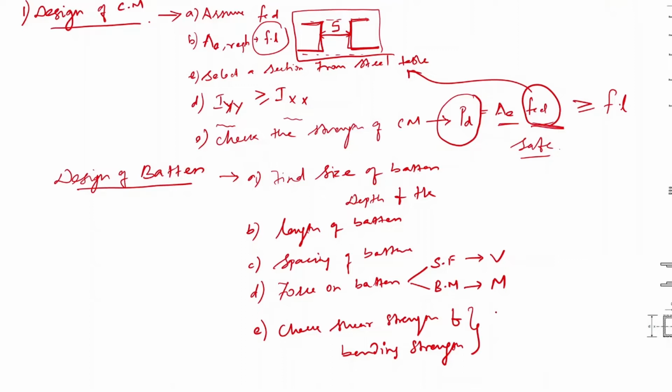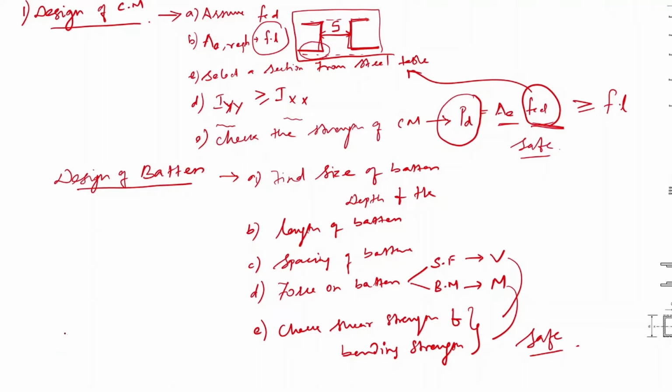If this shear strength and bending strength is greater than the shear force and bending moment, then your batten is safe. Once you have designed the batten, what else? Is that all? No. Still, a small step is remaining, because we have designed a compression member, we have designed the batten, but we have not designed how we connect this batten with the compression member.